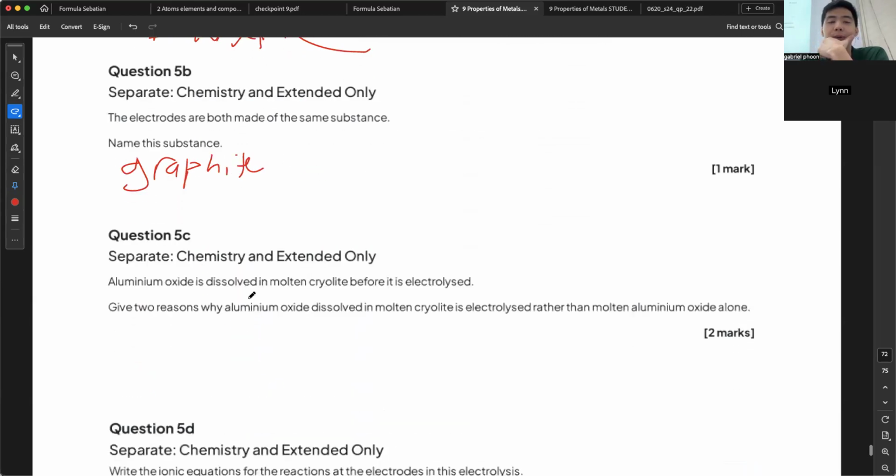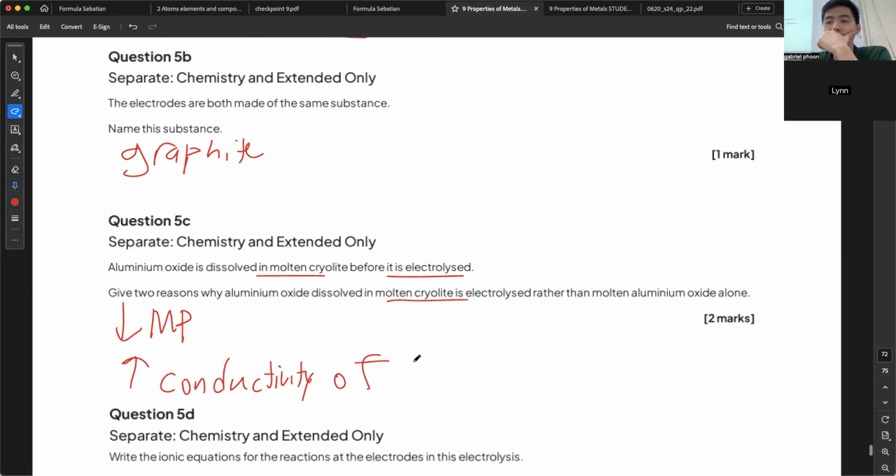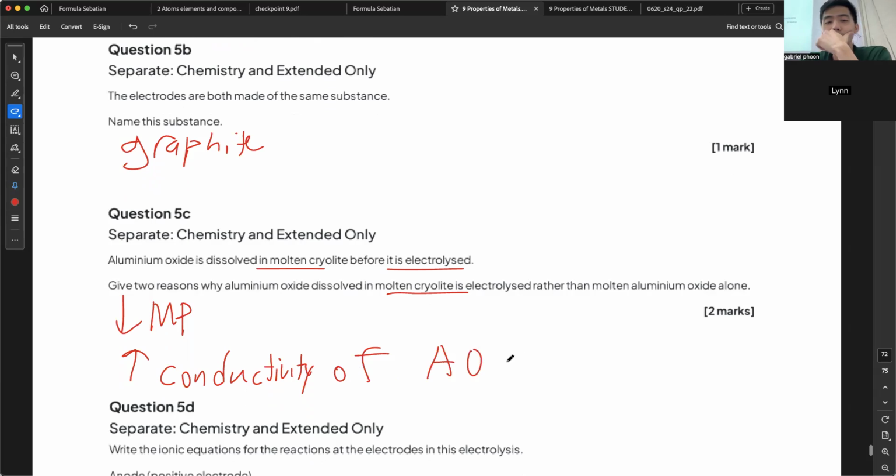Then aluminum oxide dissolves in molten cryolite before it's electrolyzed. Why do we dissolve it in molten cryolite? Because it lowers the melting point of the aluminum oxide. You can also write that it improves the conductivity. No, you cannot write that it is cheaper. Improve the conductivity of aluminum oxide, because this is molten cryolite.